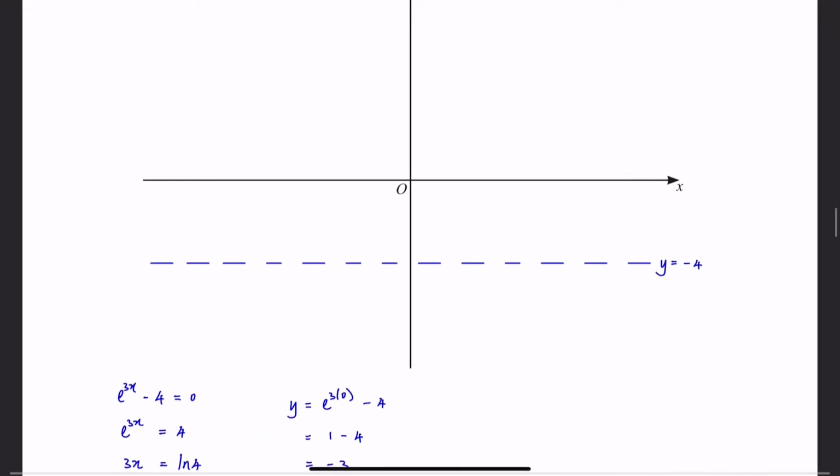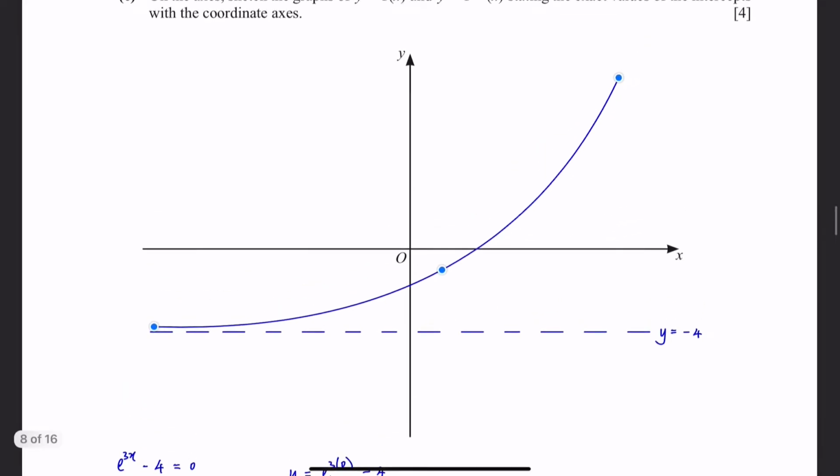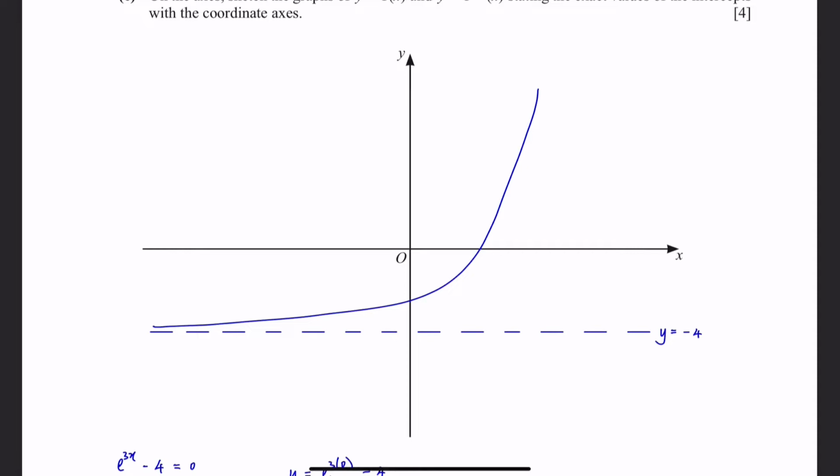Okay, so the graph looks something like this. Something like this. Or maybe I should draw it steeper. Yes, this would be our f(x) graph.